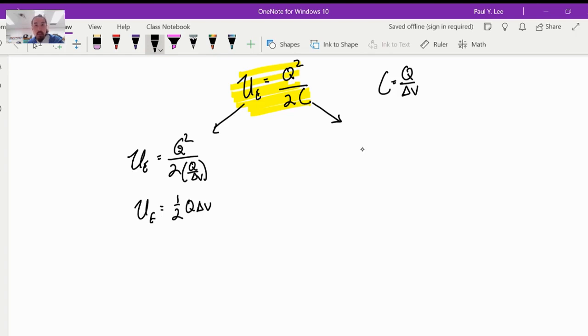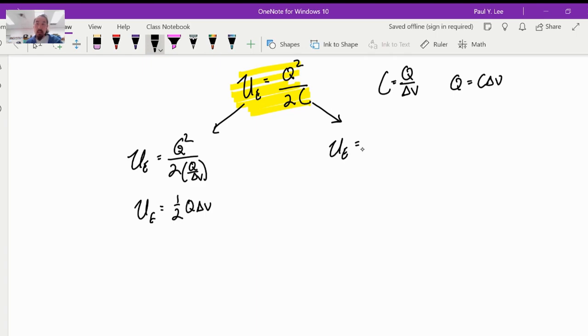So this is the electric potential energy for a capacitor. And the other one is we're going to substitute in the Q. So the Q that we're going to substitute in is C delta V. Now, if you know anything about me, you know that I like to show all my steps just so that I don't get anything wrong.